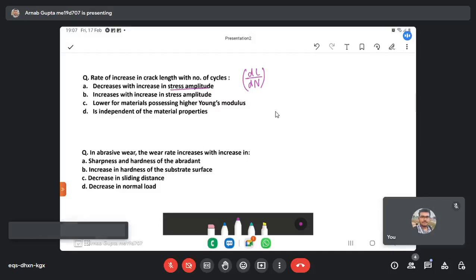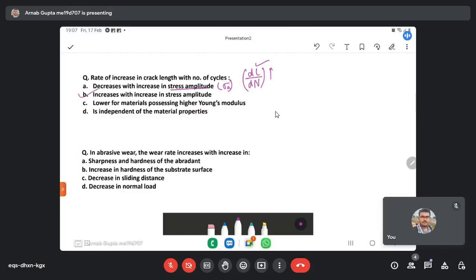So as you are increasing the stress amplitude, what happens to this parameter? It increases or decreases at higher stress values or at higher stress amplitudes? Obviously, this will increase. So it increases with increase in stress amplitude.